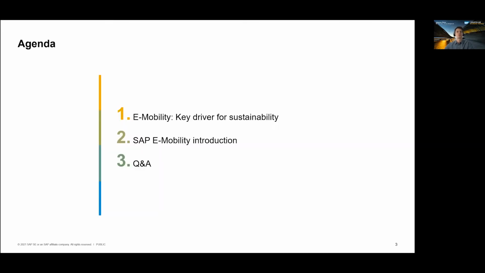Let's have a quick overview of today's agenda. First of all, I would like to set the stage and talk a little bit about the current market developments and dynamics, specifically in view also of the theme of sustainability. Second, I will focus on our SAP E-Mobility solution, including an overview of the EV charging value chain, the roles and important players. And in the last part, I will take your questions and hopefully be able to answer all of them.